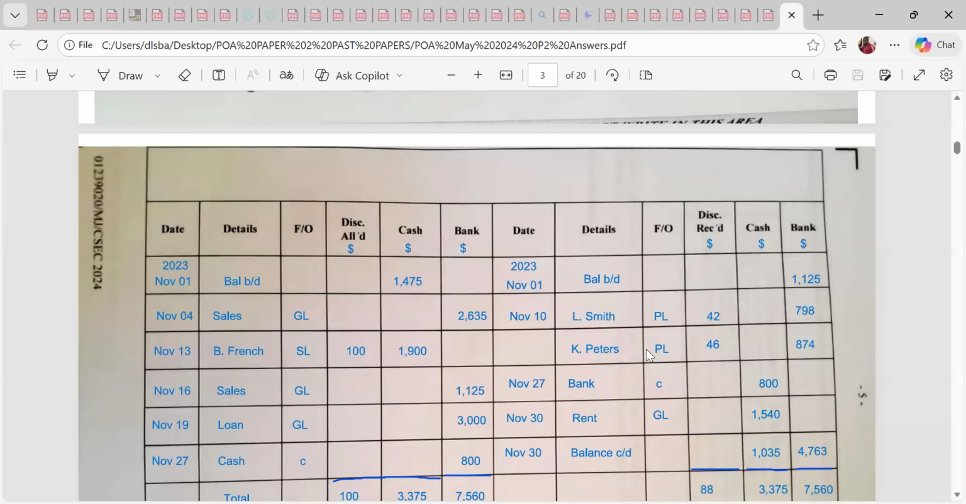You don't have to remember all that. Just remember, if it's not a person, the folio is GL. If it is a person, debit side SL, credit side PL. And that is it. All right?